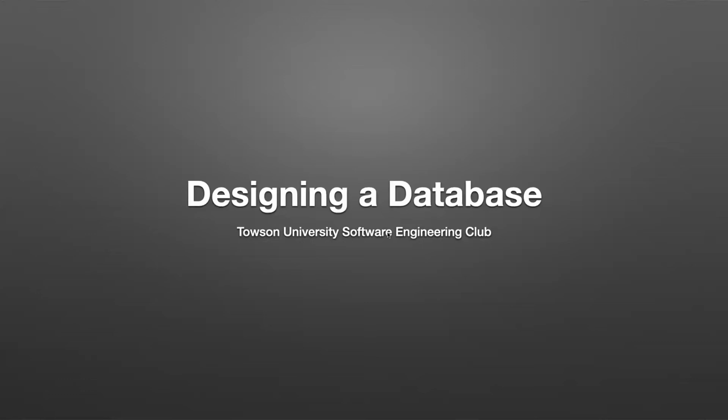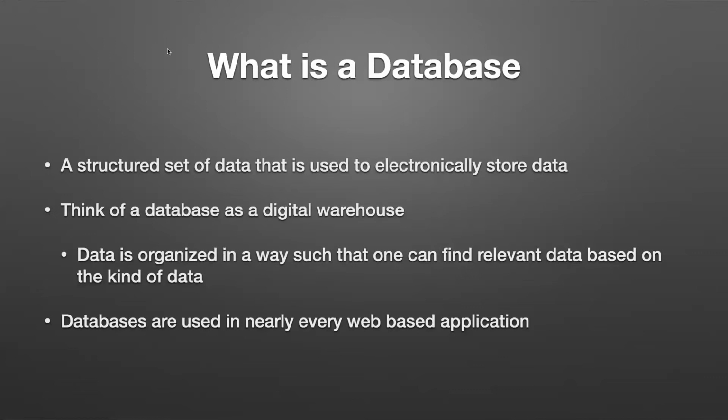And before we start designing the database, we need to talk about what exactly a database is. So, what is a database? Let me get this out the way. A database is pretty much a structured set of data that's used to electronically store data. What that pretty much means is you can think of it as a digital warehouse. So picture a real warehouse, like an Amazon warehouse. Warehouses are usually organized. It's pretty easy to find what you need in most warehouses. And that's sort of how we think of a database.